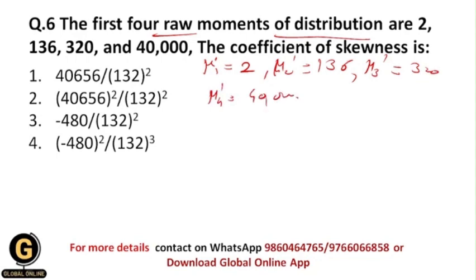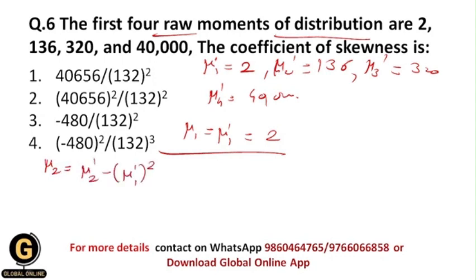So now let us find the values of central moments. Mu1 is your first central moment, so mu1 is equal to mu1' which is equal to 2. Okay, the formula is actually the same. Whenever you need to calculate the value of mu2, the formula is mu2' minus (mu1')^2, and that's why your correct value for the same is 132.